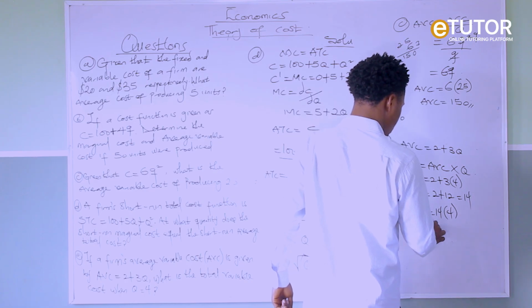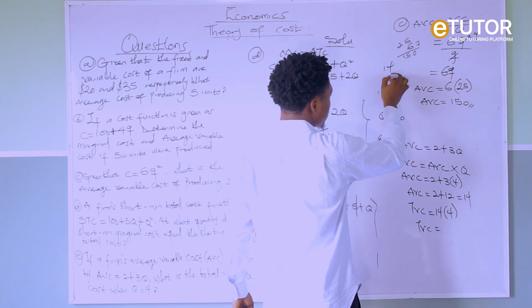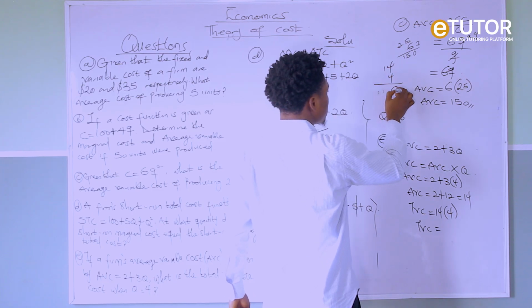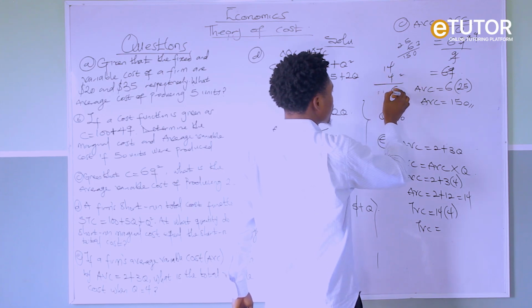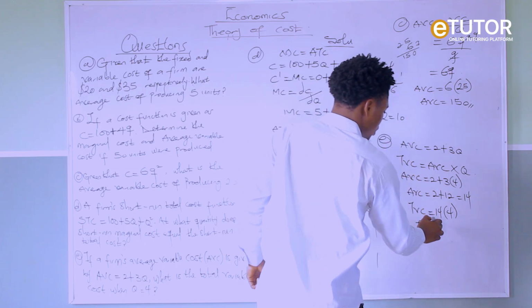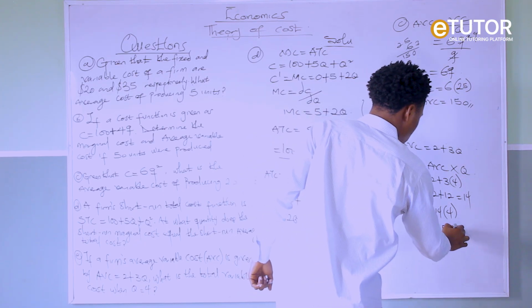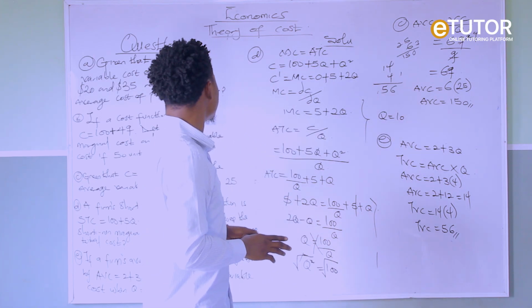So TVC equals 14 multiplied by 4. This is 16, 2, right? This 1 times 4, 4. Then plus 2, that's 6. 14 times 4, so that's 56. So our total variable cost is 56.